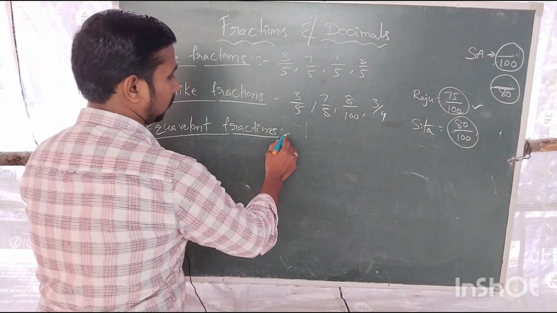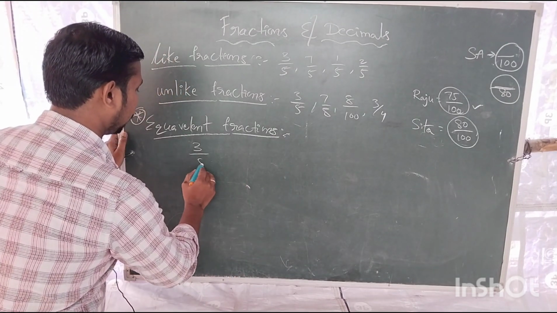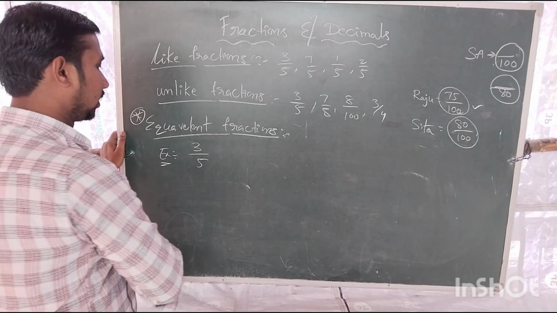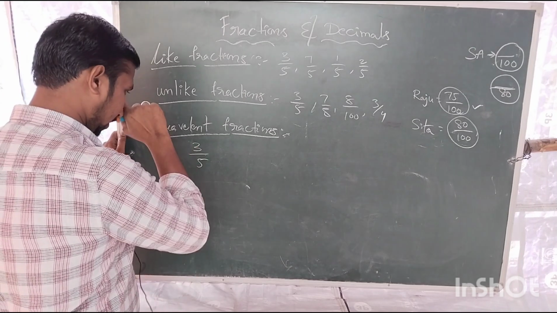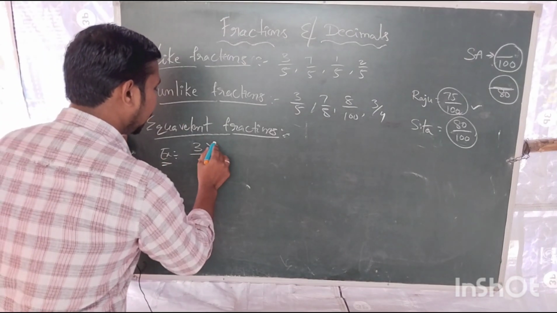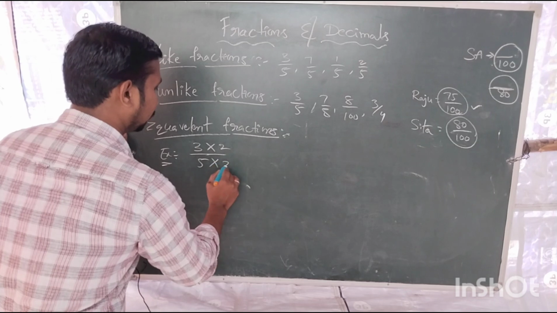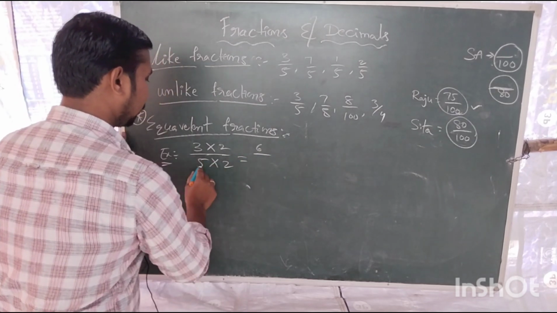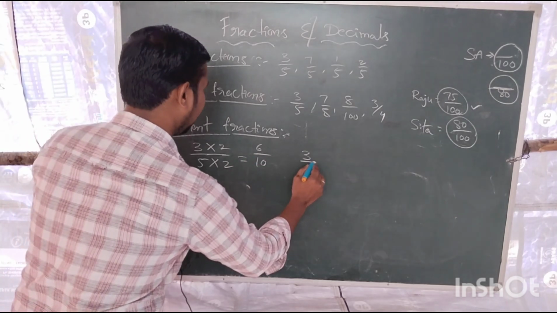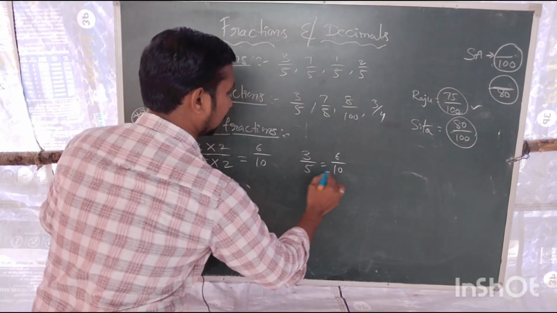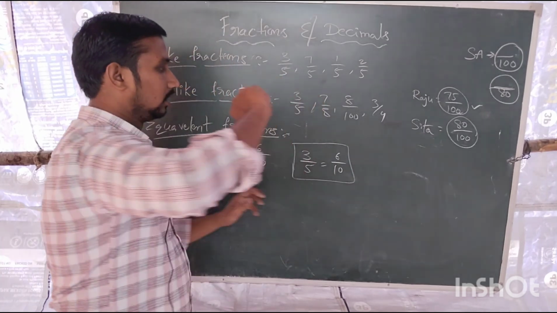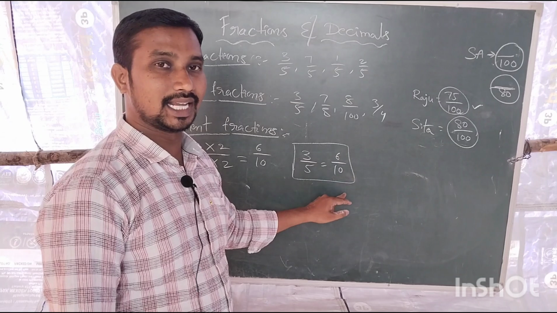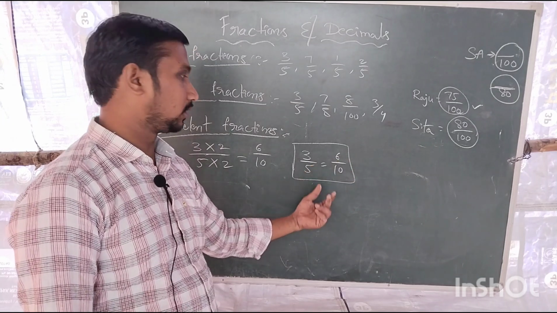Equivalent fractions. What do equivalent fractions mean? For example, we can take 3 by 5, children. What is the equivalent fraction of 3 by 5? We have to multiply the numerator and denominator by 2. So 3 2s are 6, 5 2s are 10. 3 by 5 is equal to 6 by 10. Many children think 6 by 10 is the greater fraction compared to 3 by 5.